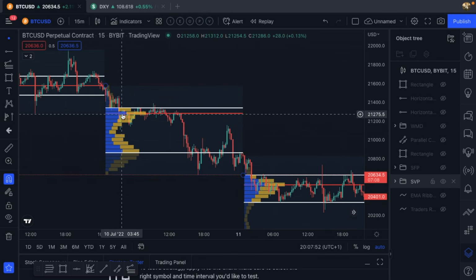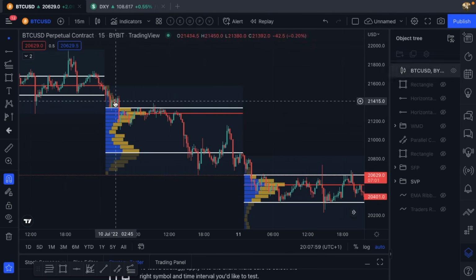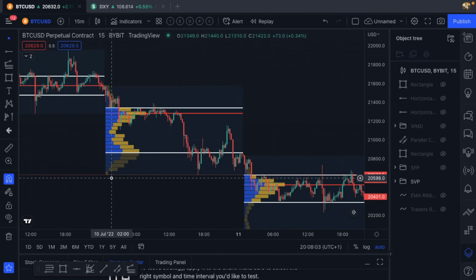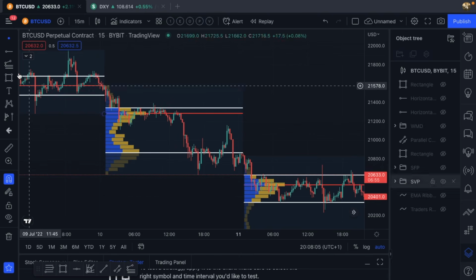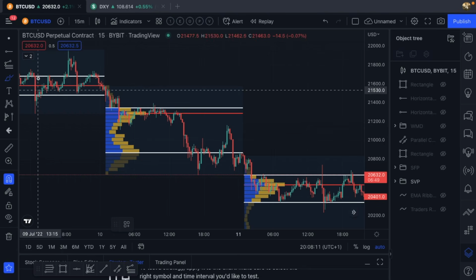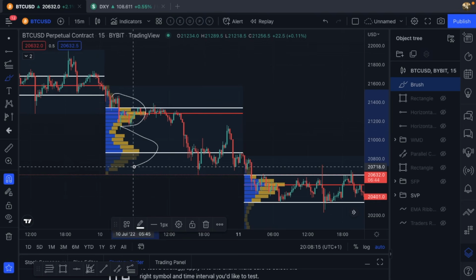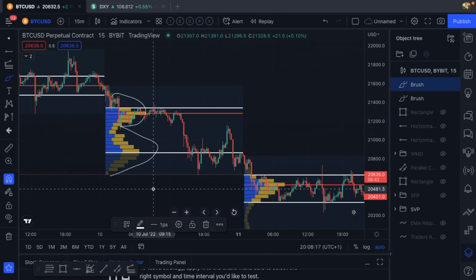here we have a pretty textbook double distribution day, meaning that we had two areas here. You'll see this high volume node here, and we have another area of high volume, and it kind of looks like a B. So that's what a double distribution day is. It looks like a B. You'll see here. Yep, I am an artist.